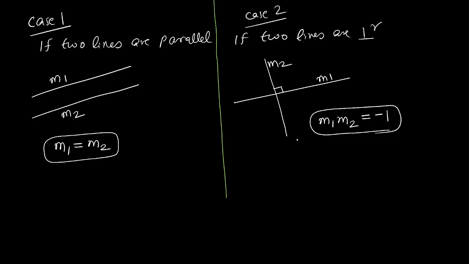So please memorize these two cases. If two lines are parallel, slopes are equal. If two lines are perpendicular, the product of the slopes is equal to -1. So please write down. If you have written, please remove your old raised hand. If you have written and have no doubt, raise your hand.